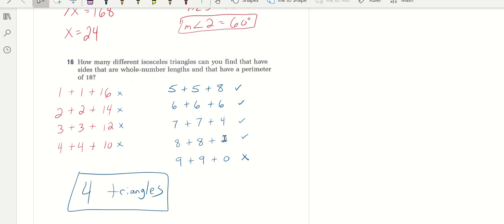8, 8, and 2. 2 plus 8 is 10, and 10 is greater than 8, so that's possible. And then 9, 9, and 0, but we can't have a side length of 0, so that's not possible. So we have 4 triangles: 5, 5, and 8; 6, 6, and 6; 7, 7, and 4; 8, 8, and 2. 4 triangles total.